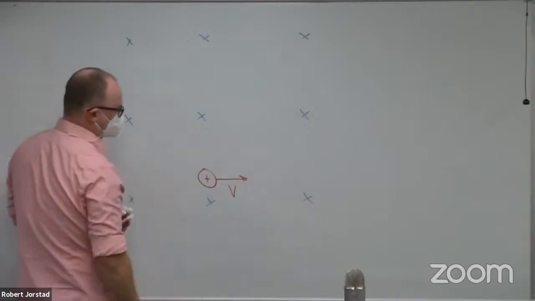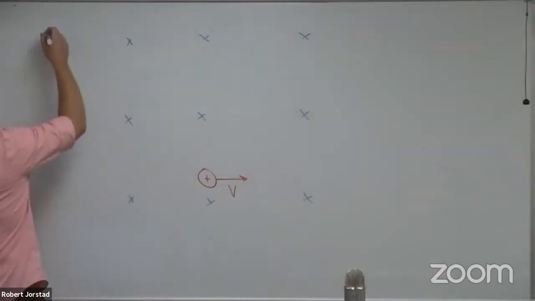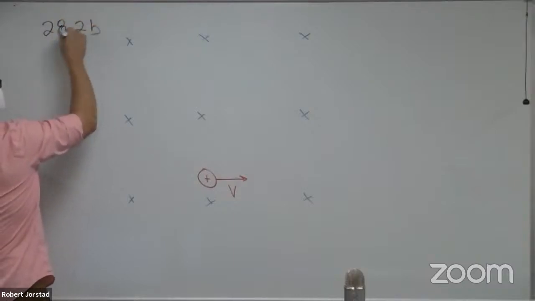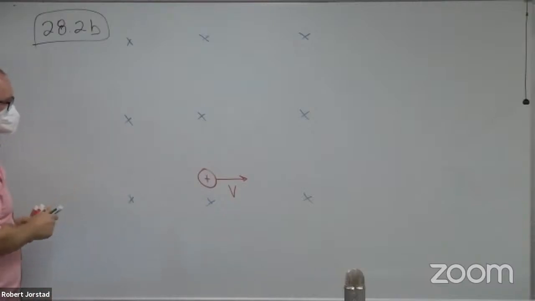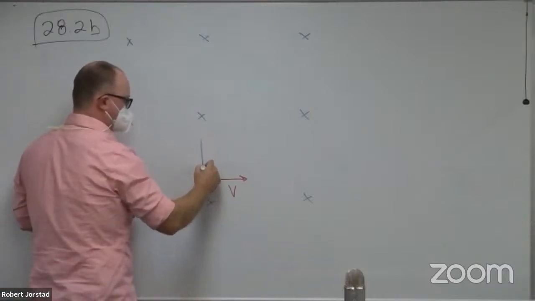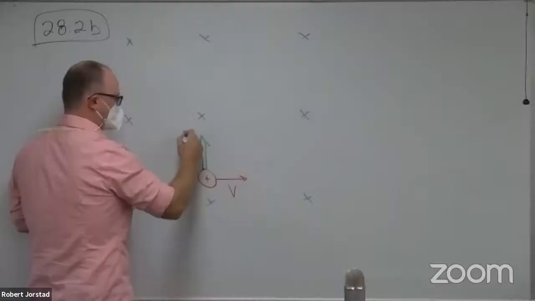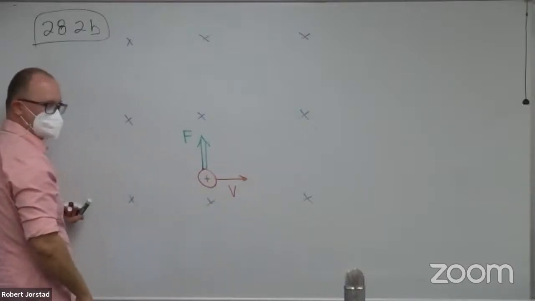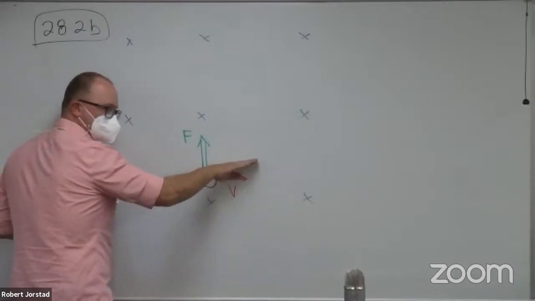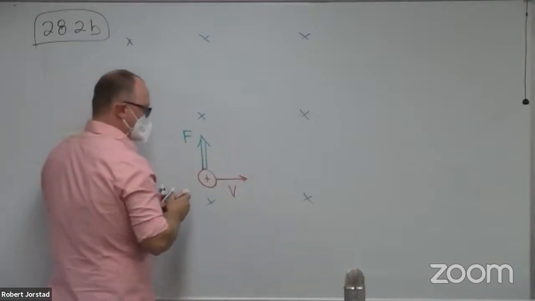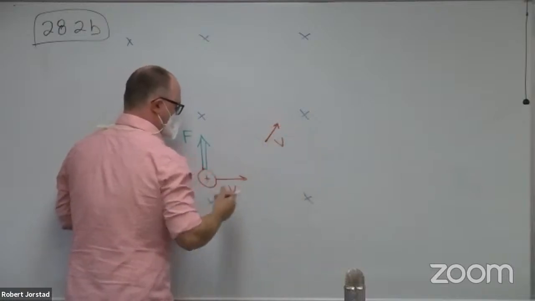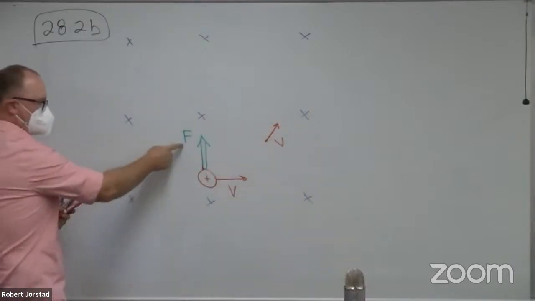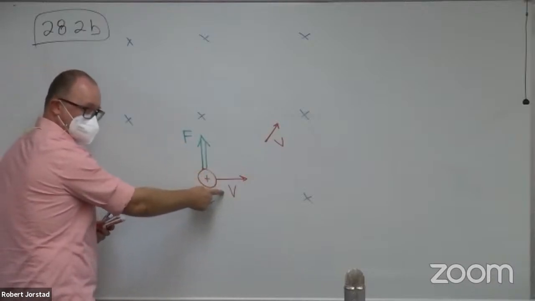Well, let's start with this one. What problem was this, by the way? 28.2b? All right. What do you think's gonna happen? What direction is the force on this thing? Upwards. Is everybody okay that there's gonna be an upwards force? So what's that gonna do to the motion? A second later, which way is it gonna move? It's gonna start to bend upwards. Do you agree? Then it's gonna be moving this way. Just out of curiosity, if the force is perpendicular to the velocity, will it change the speed?